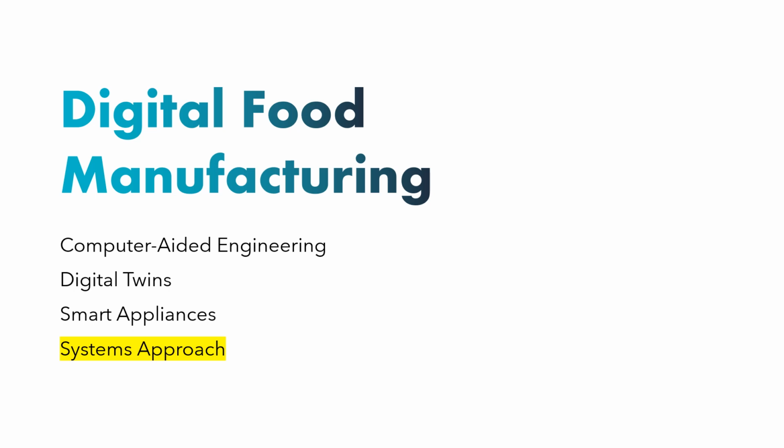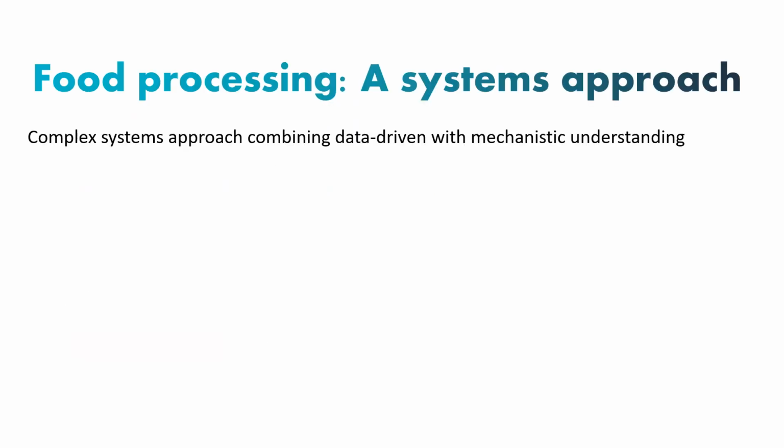Finally, in this last part of how models can play an important role in digital food manufacturing, I want to talk a little bit about systems approach. We can think of the systems approach to be, for now, the same kinds of ideas that we have been talking about of modeling, but at a higher scale or multi-scale.